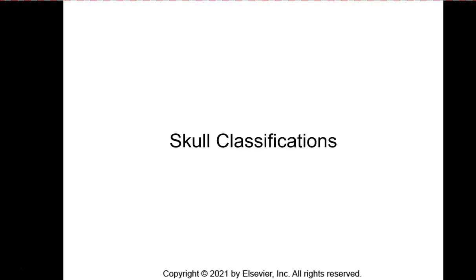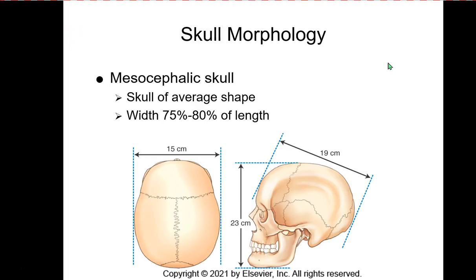Of course, this content is covered in your textbook, but you may see questions about skull classifications on the final exam, so I wanted to talk about just a few of the key points. And let's begin our discussion with skull morphology.